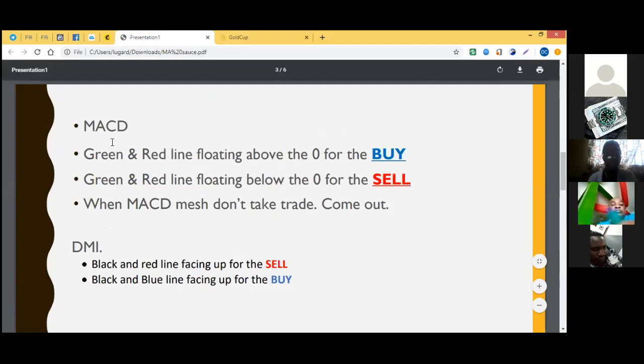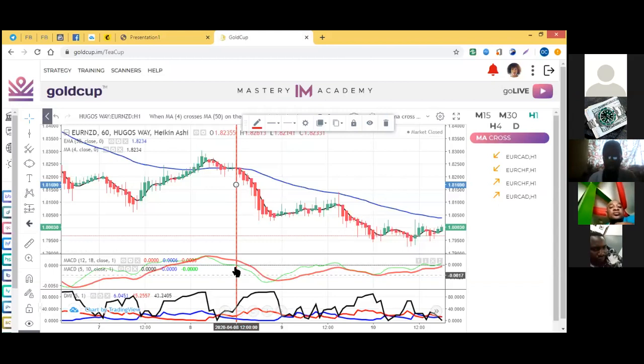Guys, this is your MACD, all right? The green and the red should float above the zero for a buy. The green and the red should float below the zero for a sell. So let me show you guys what that means. If we look closely at our MACD right here, let me bring out this line so you guys can see better. All right, this is our MACD right here.